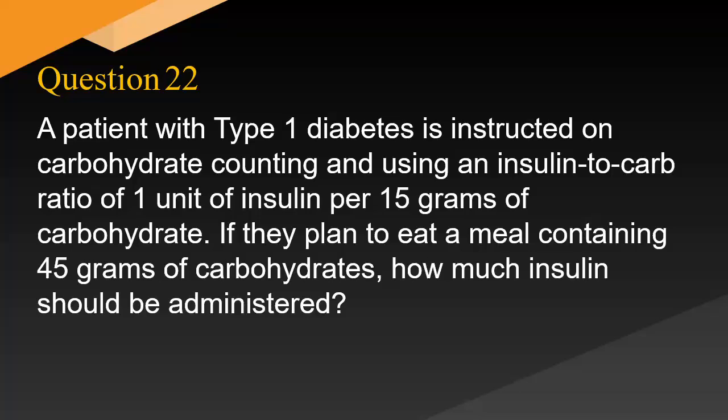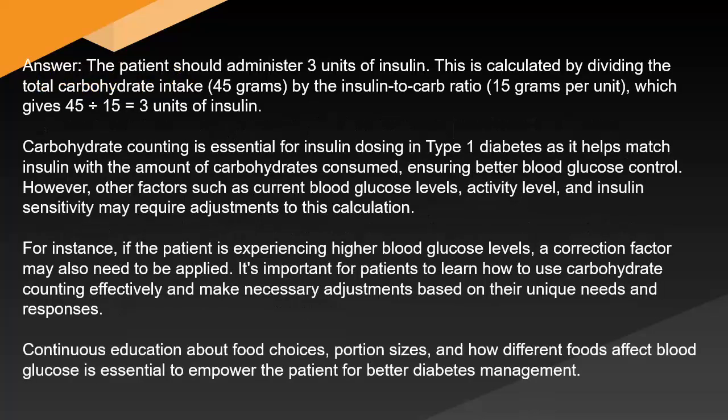A patient with type 1 diabetes is instructed on carbohydrate counting and using an insulin-to-carb ratio of 1 unit of insulin per 15 grams of carbohydrate. If they plan to eat a meal containing 45 grams of carbohydrates, how much insulin should be administered? Answer: the patient should administer 3 units of insulin.